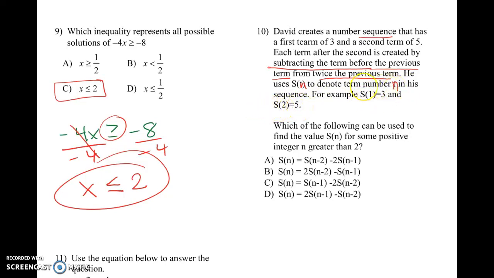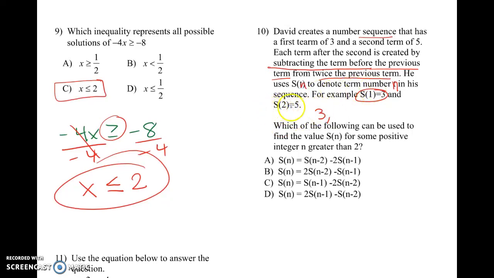Now the reason I knew that that should have been n is because down here in my answer choices I only have n's. So it says, which of the following can be used to find the value S sub n for positive integers n greater than 2. So let's just recap. So S sub 1, my sequence would go, my first term would be 3.